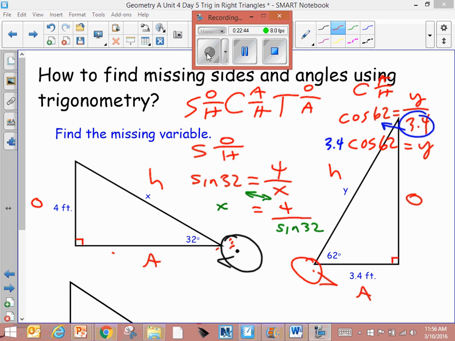So step one, set it up. Step two, after the letter's on the bottom, switch places. Step three, in your calculator, punch 4 divided by, find the sine button, hit it, put 32, hit equal, you win: 4 divided by sine 32. This one over here, you're going to do 3.4 times, find the cosine button, hit 62, the end. Let's see who can do it. If you can't do it, I will help you. Final answer, I'll put you in black.